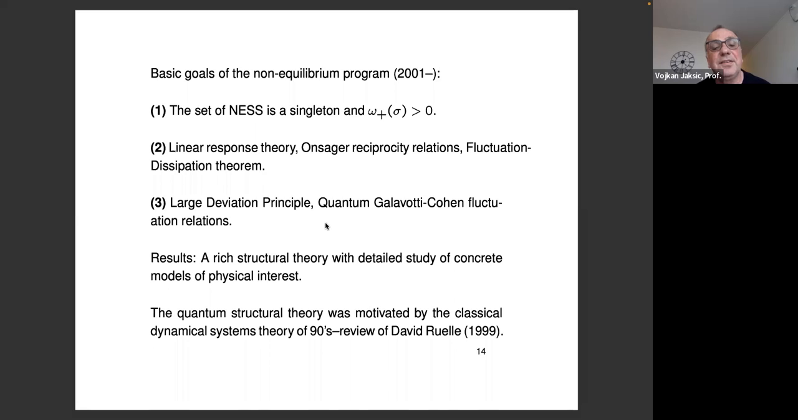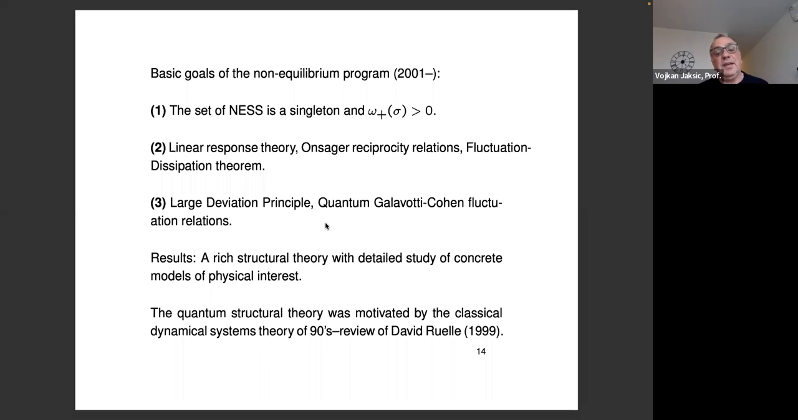And so in 20 years there has been a lot of work, and there was a resulting theory, which is first structural, because that did not exist before. There is a rich structural theory, which is deeply linked to the modular theory. And there is a detailed study of concrete models of physical interest. This theory was actually applicable to the Pauli-Fierz systems. There one could get enough dynamical information to actually get non-trivial results.